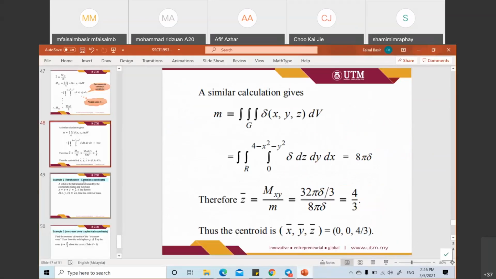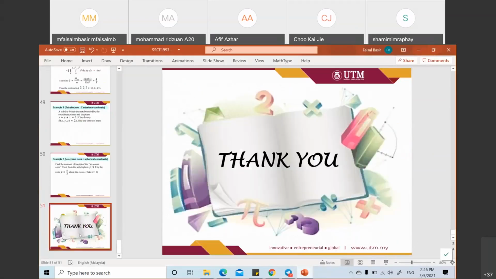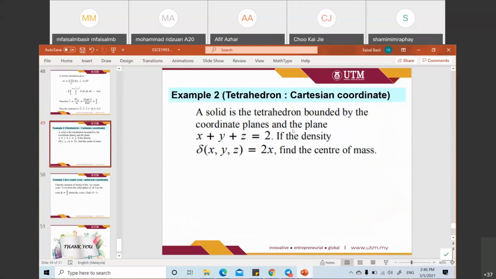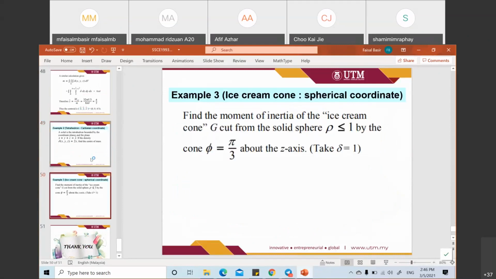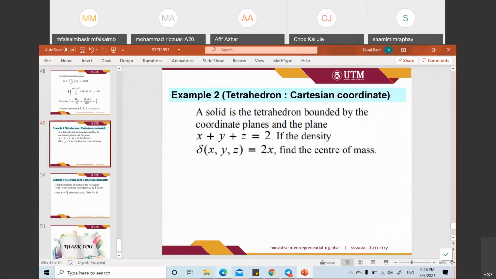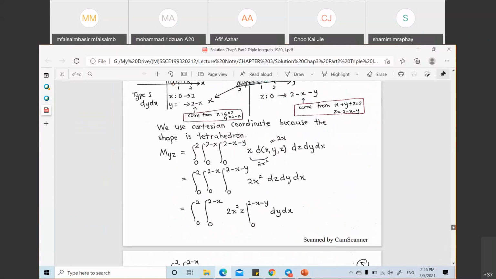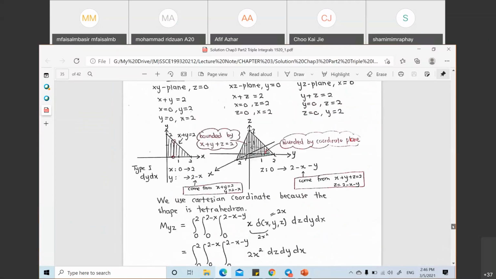Okay. Next example. We have a plane and density 2x. Okay. Now it will be harder. So center of mass will be, okay, so we have to find everything, which is the plane. Then we have to use type 1, type 2 also.